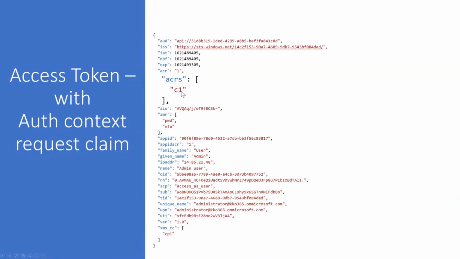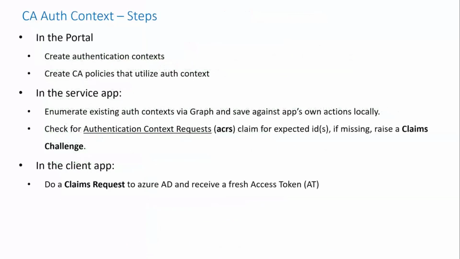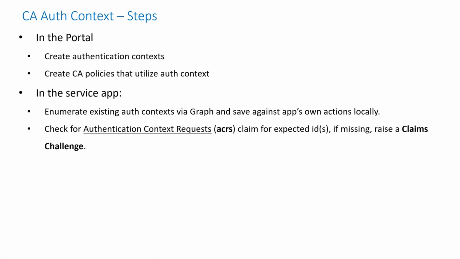When this is sent to the web API, the web API, in the code that I have just discussed, is able to see that, yes, the ACRS claim is present and has a value of C1, so the user will be allowed to delete a to-do list task. So I'm going to repeat this one more time to make sure that we have covered all the topics and introduced it to you.